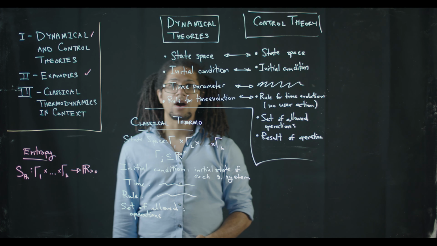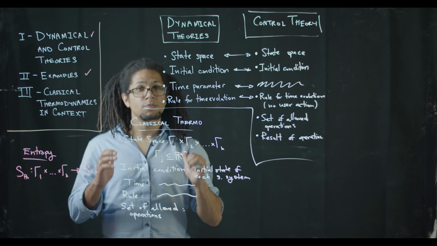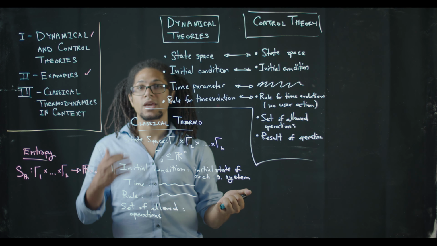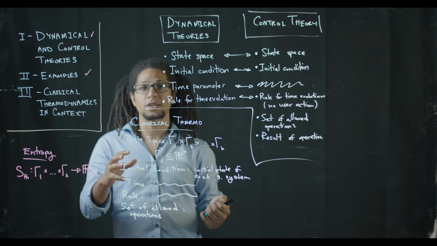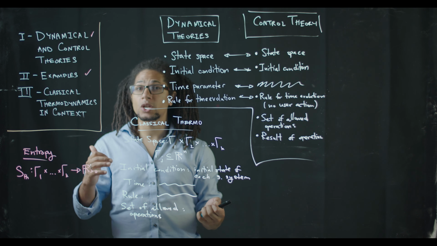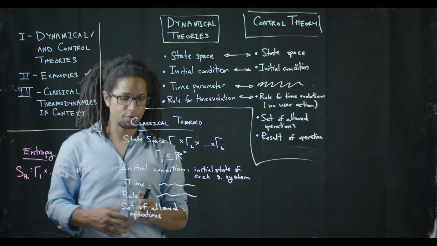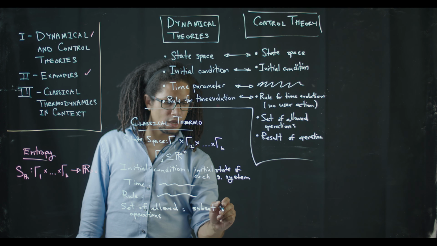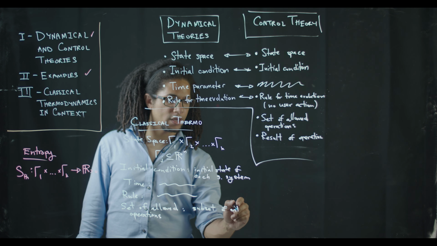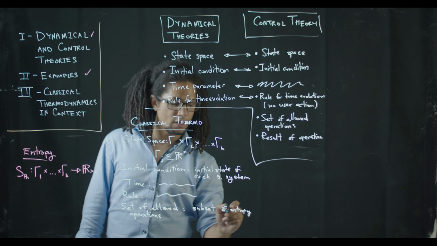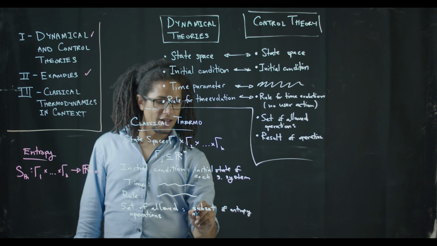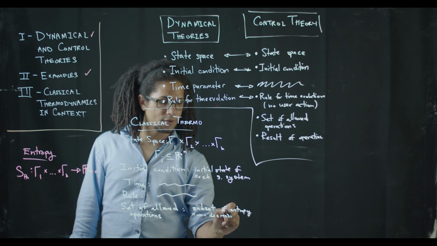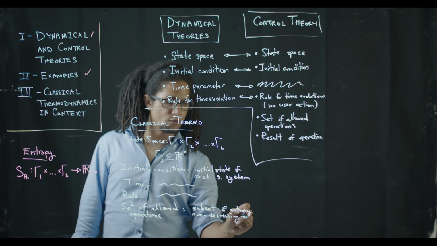The set of allowed operations is some subset of all of the operations, all of the moves that we could make in the state space that let the entropy increase or at least stay constant. So it's a subset of entropy non-decreasing moves.